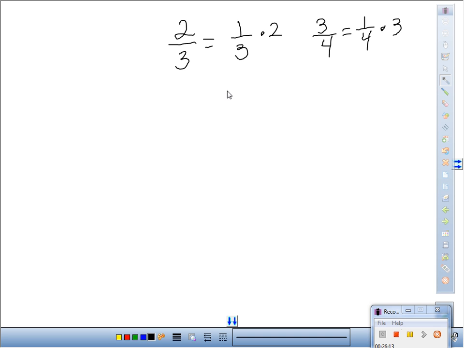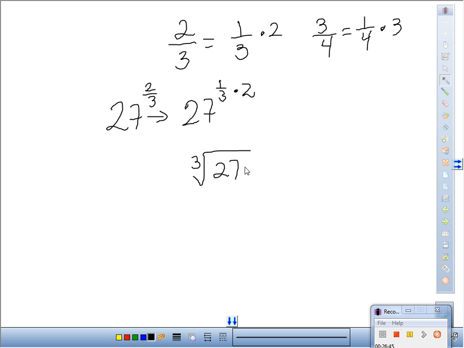Hold on. So check this out. Pay attention, please. Stop putting away stuff, or you're going to miss this. Here we go. If I had 27 to the 2/3, focus, please. I'm going to rewrite this. This becomes 27 to the what? 1/3 times 2. Are we there? But doesn't this look familiar? Yeah, that becomes what? Cube root of 27, and this exponent multiplies so it stays outside like that.